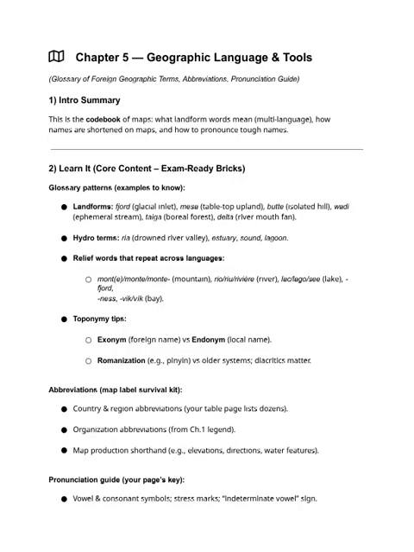Let's start with the main idea here. This chapter is essentially a codebook for understanding maps, especially when it comes to geographic language and tools. Think of it as a handy glossary that explains what landform words mean in different languages, how names are abbreviated on maps, and how to pronounce tricky place names.